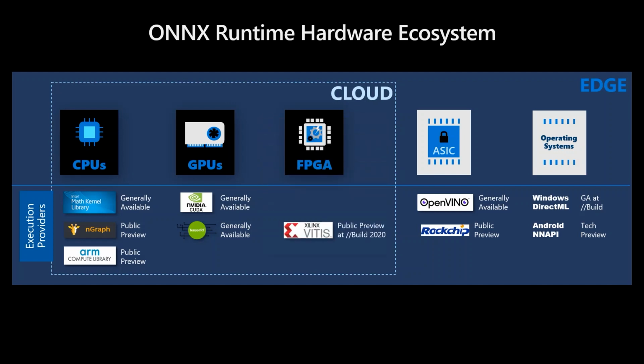We have partnered with Xilinx to build the execution provider for the Vitis AI software library. This execution provider is used to execute ONNX models on the Xilinx U250 FPGA platform. Developers can now take advantage of this execution provider to build and execute models on this Xilinx FPGA platform.